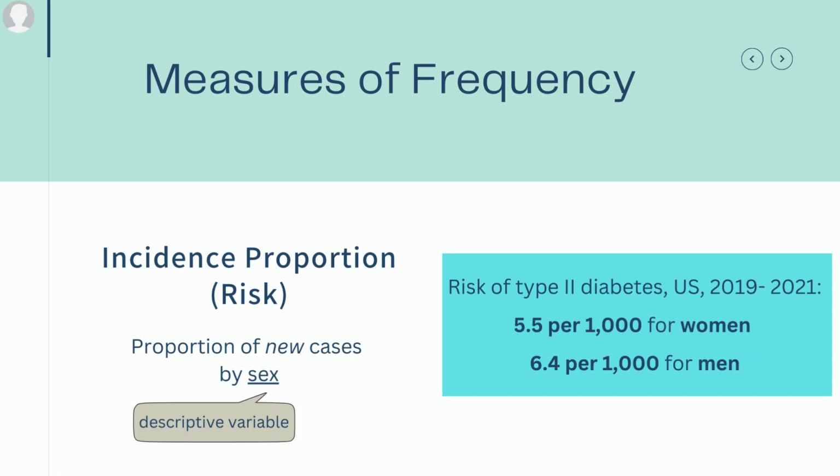Let's look at the incidence of type 2 diabetes by a descriptive variable, in this case, sex. In the US, between 2019 and 2021, the risk of type 2 diabetes for women was 5.5 per 1,000. For men, it was 6.4 per 1,000.